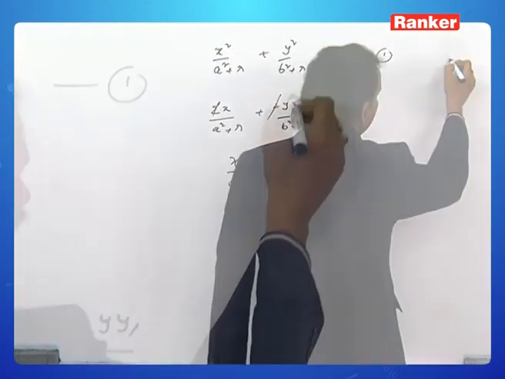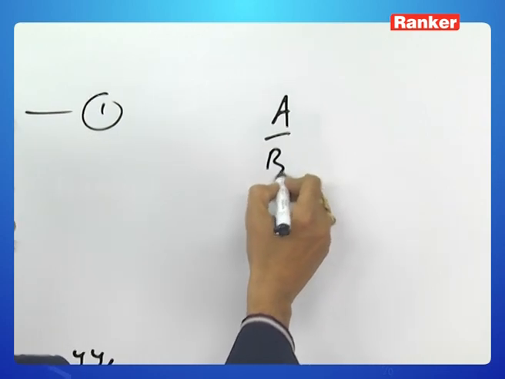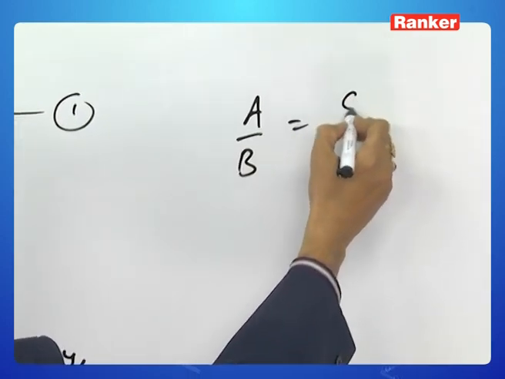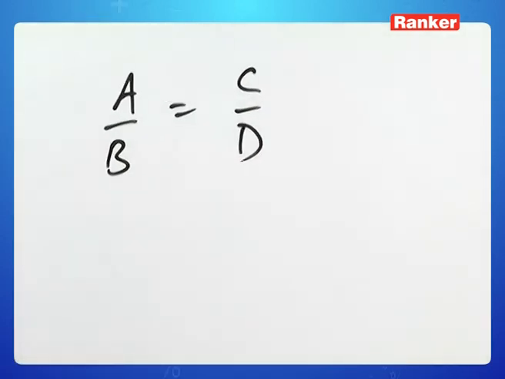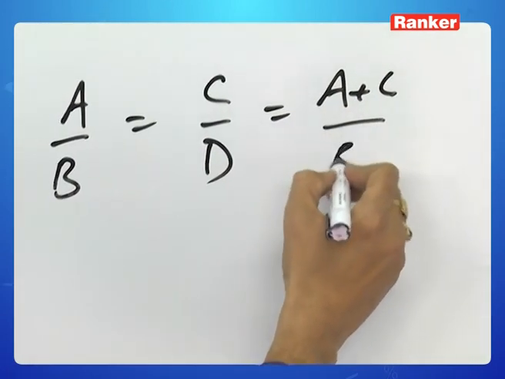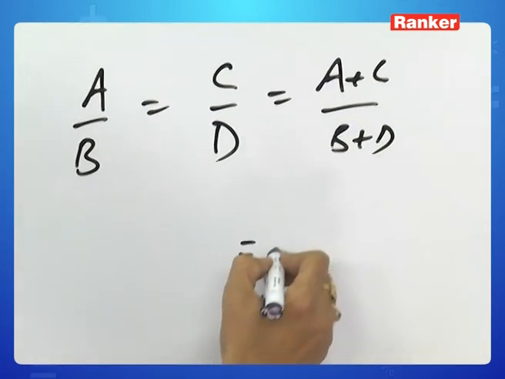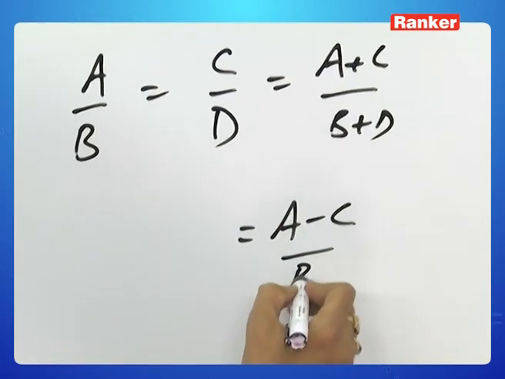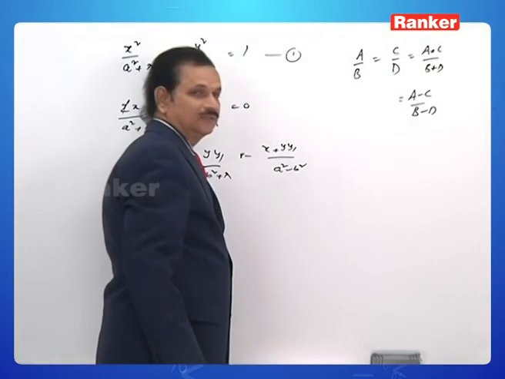I think you could have noted and recollected the formula from ratios. That is what I mean to say is, if at all you have two ratios of the form a by b is equal to c by d, then each of these ratios is equal to a plus c by b plus d, and it can also be made equal to a minus c by b minus d also.